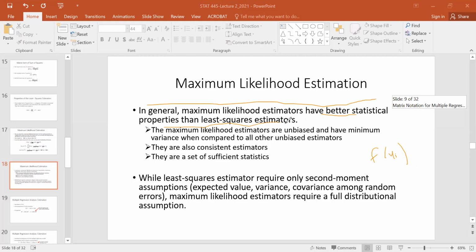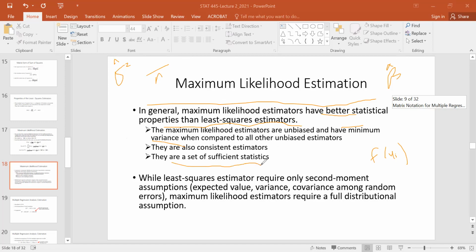Maximum likelihood estimators are unbiased and have minimum variance, okay? So the beta hat we got there are also unbiased and have minimum variance, okay? But the estimator of sigma squared over there was biased, okay? Now, they are also consistent, okay? This was biased, but because it was divided by n, asymptotically it will be consistent, okay?